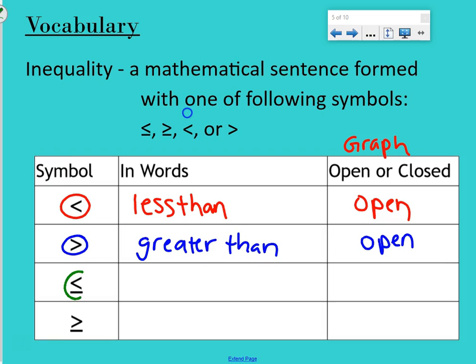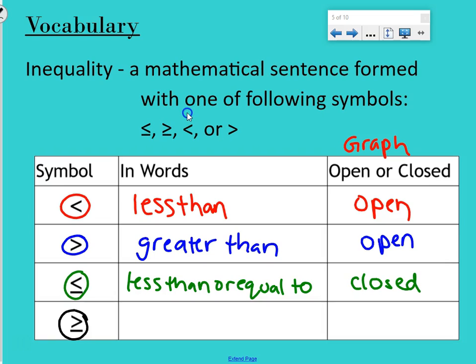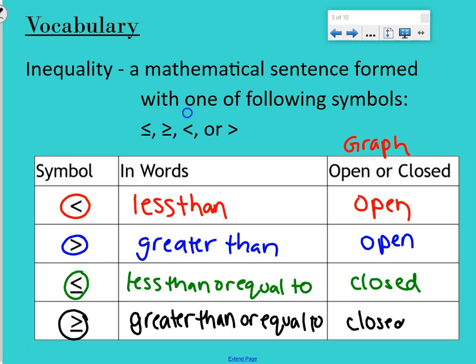Here we have our less than sign, but a line underneath it. So this means less than or equal to. And this means we're going to have to use a closed circle. And then the last one, we have our greater than sign, but it has that line underneath it, so it is greater than or equal to. And we are going to use a closed circle for this as well. So this is a good reference chart that you're going to want to need for the whole chapter.